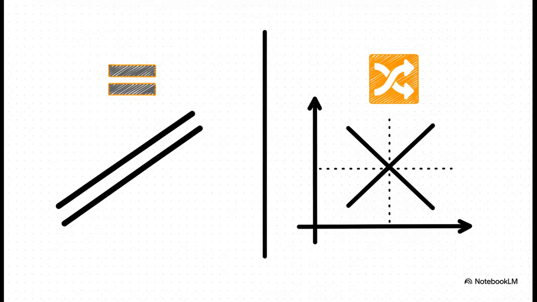So let's boil it all down to a simple rule of thumb. If you see parallel lines, it means no interaction. The effect of one thing is pretty much the same no matter what. But if you see non-parallel lines, whether they're crossing or just spreading apart, that's your signal. You've got an interaction. The effect changes.